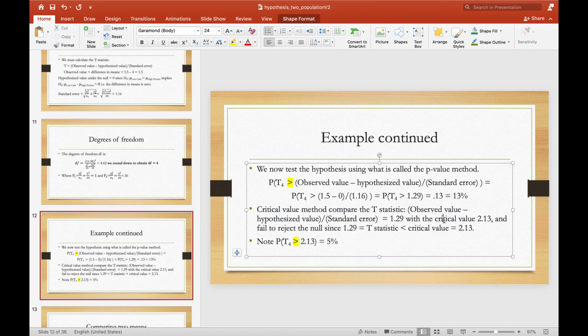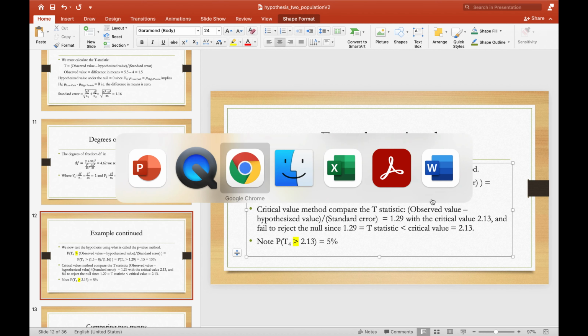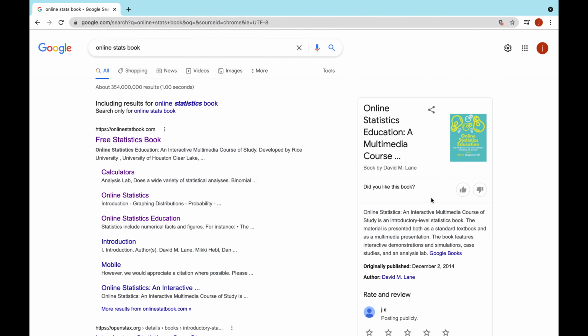Okay, now before I get into the critical value method, let me show you how to calculate this probability, this 13%. So we have a t-distribution with 4 degrees of freedom is greater than 1.29. That's expressed here. How you calculate this probability is you need a calculator. There's a great one online. So I'll go to it right here.